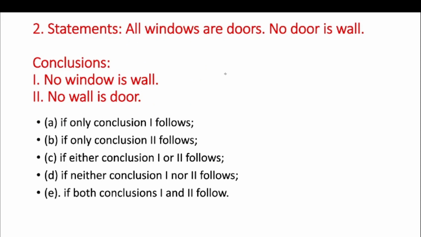This is also the same. We'll take the statements, draw the Venn diagram, and then see whether the conclusion satisfies the statements or not. Okay. All windows are doors. So all windows, W, are doors.